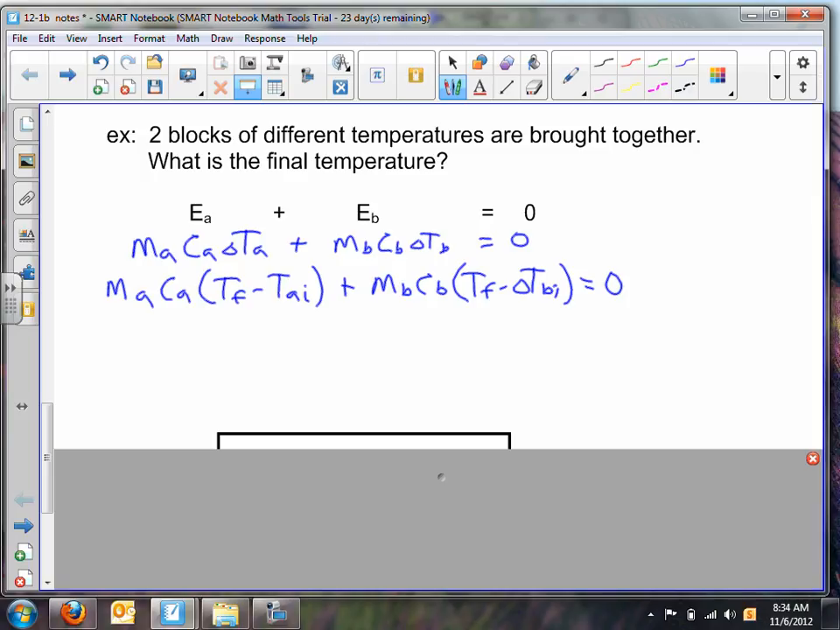I'm now going to distribute this, multiply this by everything in the parentheses: MACATF minus MACATA initial plus MBCBTF minus MBCBTB initial equals 0.